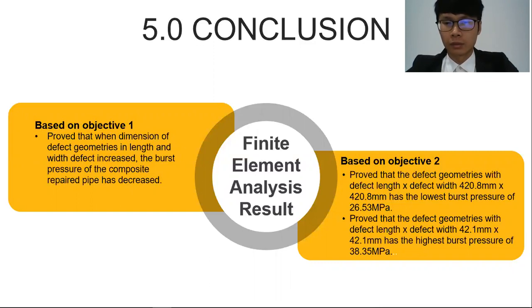Next, it also proved that the defect geometry with defect length times defect width of 42.1 millimeter times 42.1 millimeter has the highest burst pressure of 38.35 megapascal, which is the smallest defect geometry.